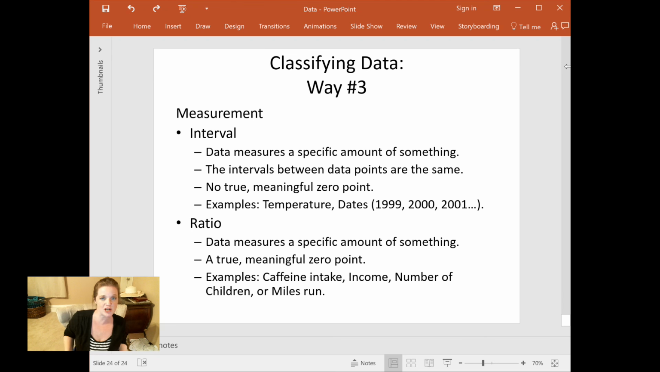But I don't have to make sure that 0 means none of it, right? What I mean by not a true meaningful 0 point is that in an interval measurement, 0 doesn't have to mean none of the variable that you're measuring. So a good example of interval measurement is temperature. For example, temperature, let's say Fahrenheit, right? You've got 0 degrees, 1 degree, 2 degrees, 3 degrees, 4 degrees, 5 degrees, 7, all the way to 100 degrees, and all the way to 120 degrees, right?